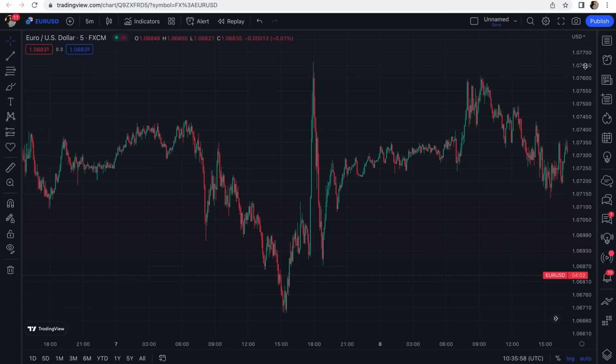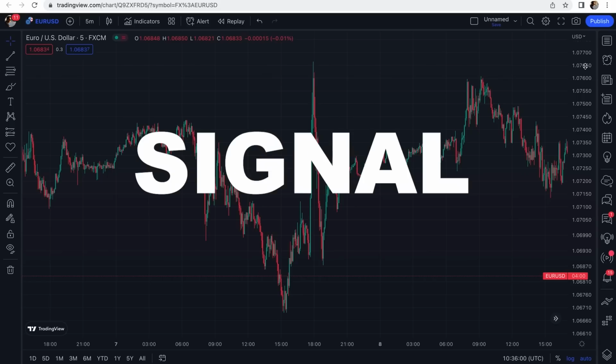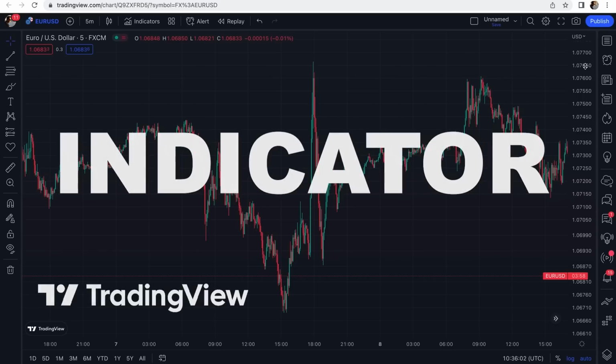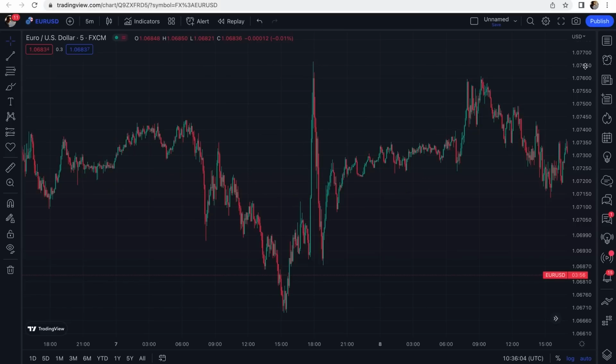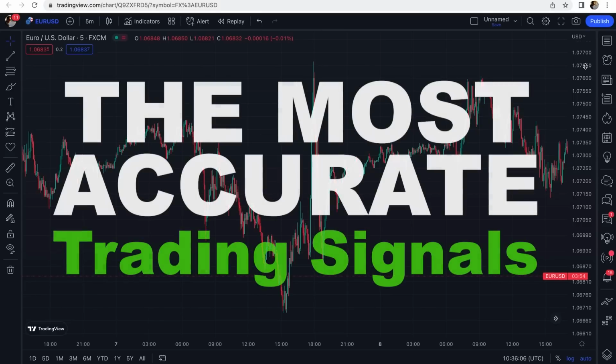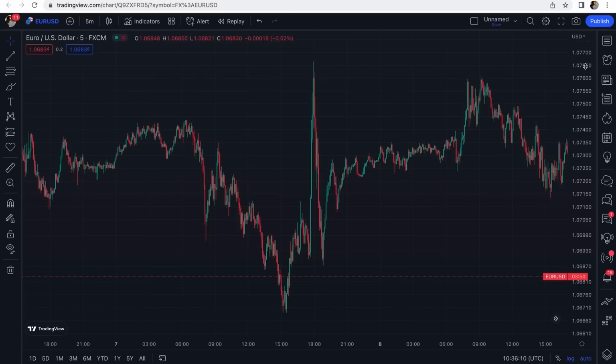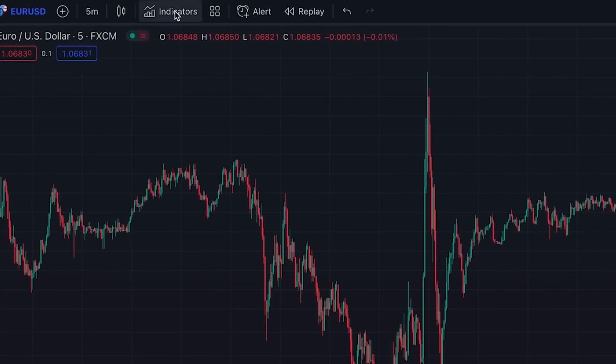In today's video, I want to introduce the best buy-sell signal indicator in TradingView, and then I will teach you a trading strategy based on this indicator that generates the most accurate trading signals ever. Just make sure you watch this video until the end so you will learn this amazing strategy that can make you a huge profit.